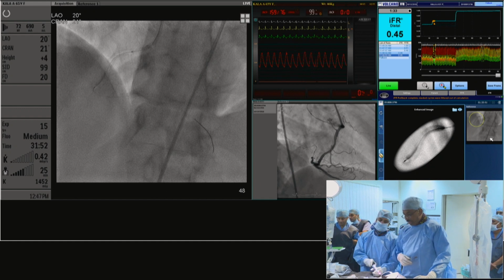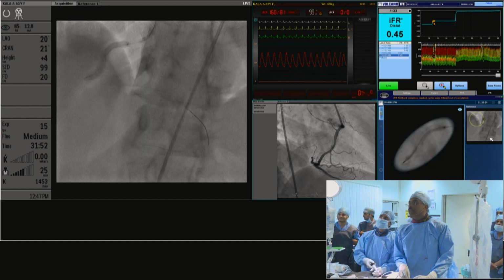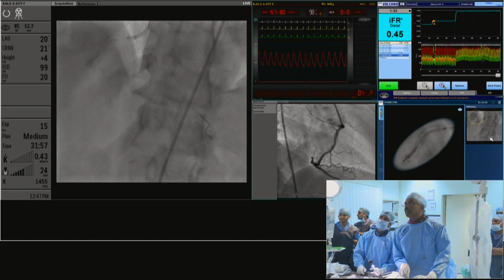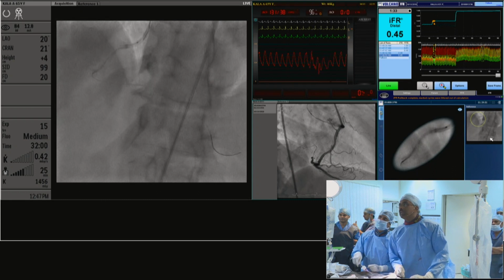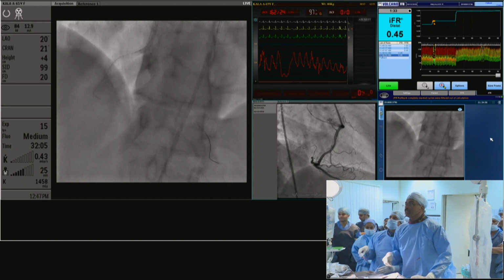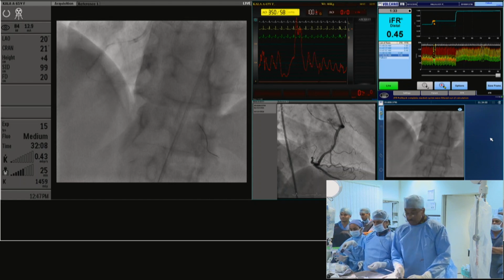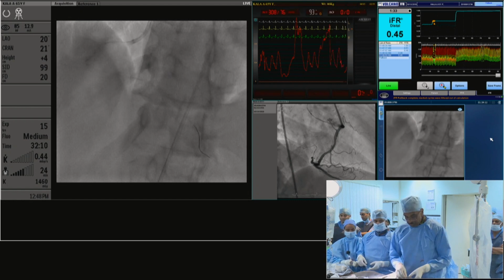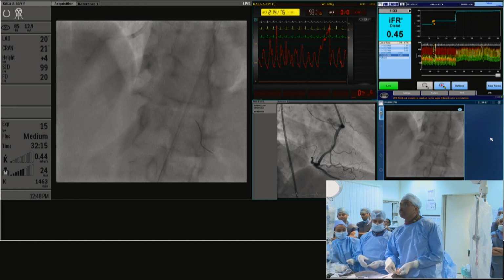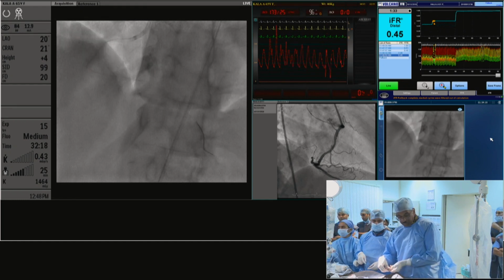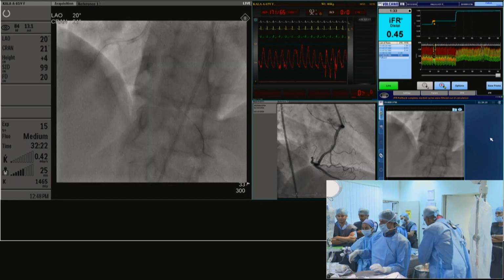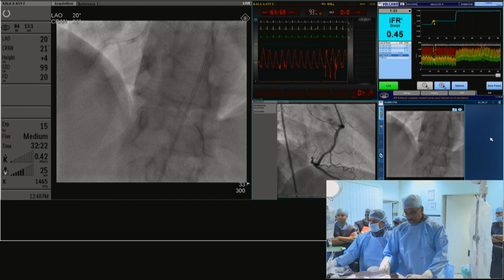Okay, so we are just going up and then deflate. So I think we should be okay now. And just pull the guiding back. Did the guiding dive in? Yeah, it did. So I'm just pulling back. It gives me a 3.5 by 38, that was 3.5, very nicely deployed at 12 atmospheres, which is the right thing to do. You don't want edge dissections.